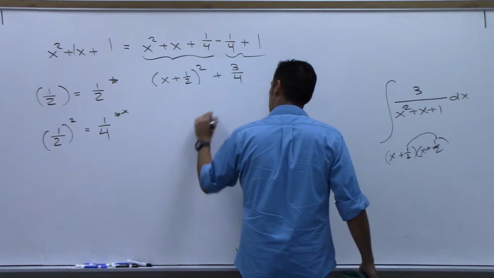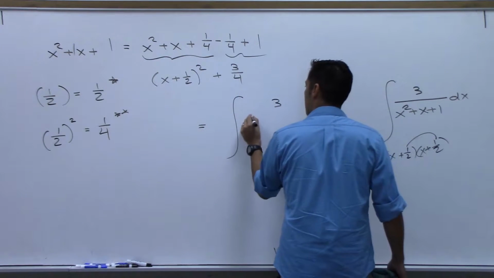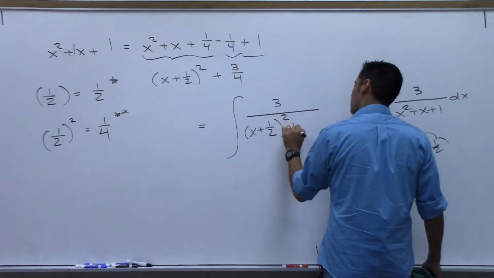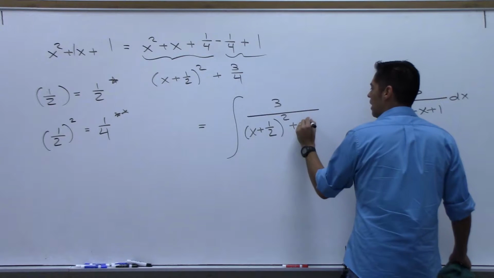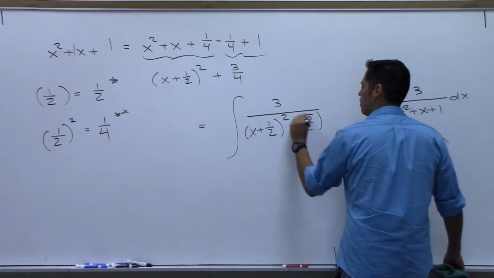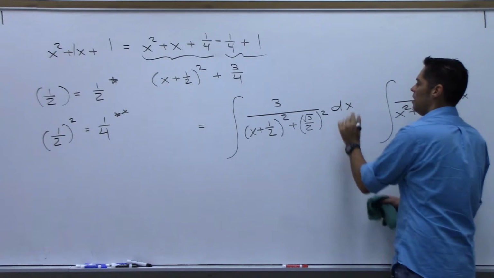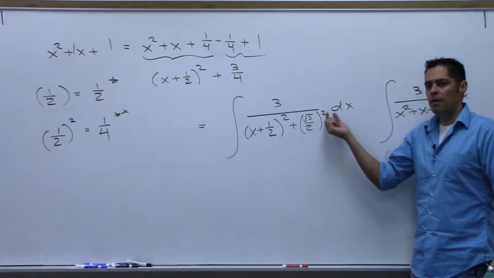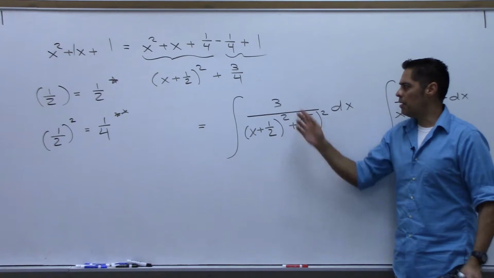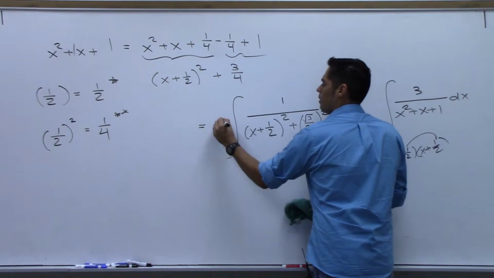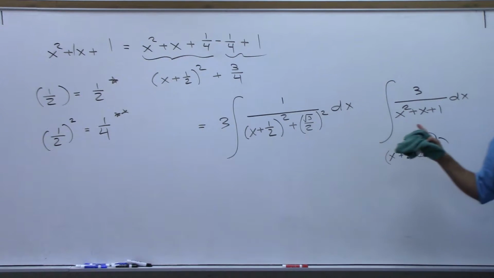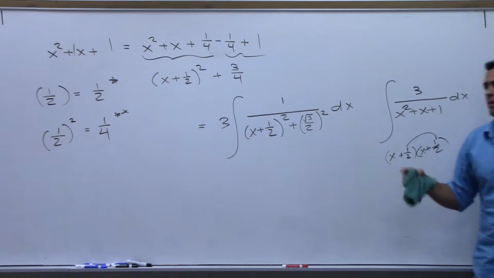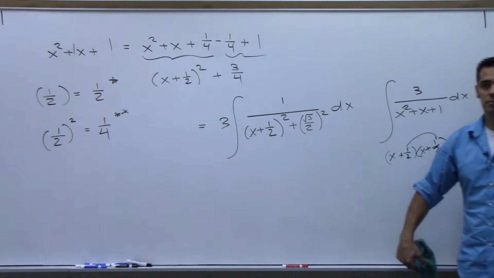So that integral right there is now going to turn into the 3 on top, and then x plus a half squared plus, I guess I'll do √3/2 squared. That's just to help you see that this looks a lot like u squared plus a squared, right? So there's a formula, especially if we pull this 3 out. We have a formula for 1/u squared plus a squared. It is arctan. So 1/a arctan of u/a plus c.